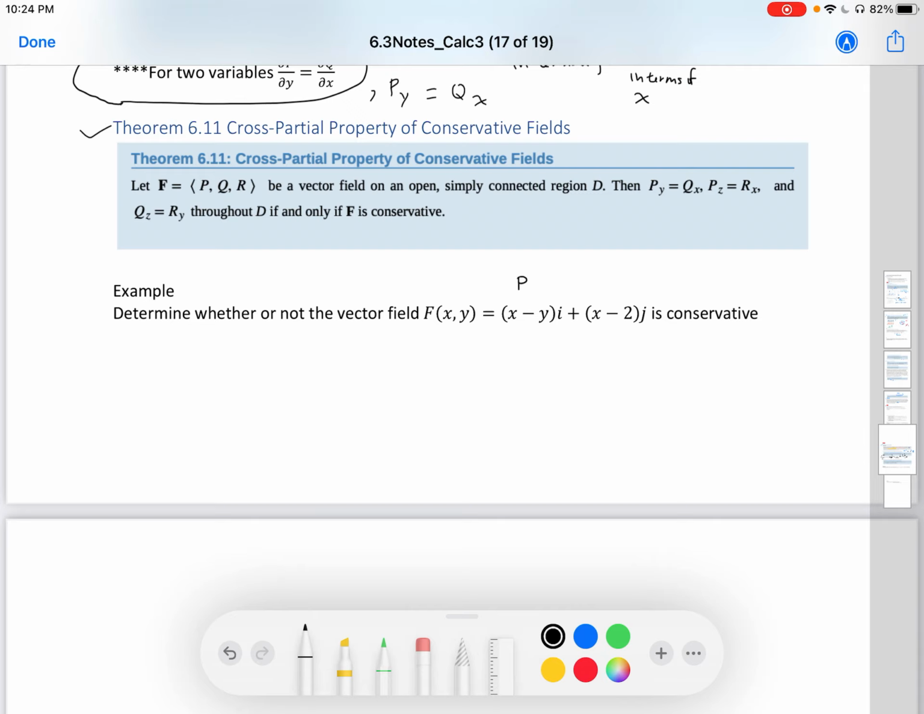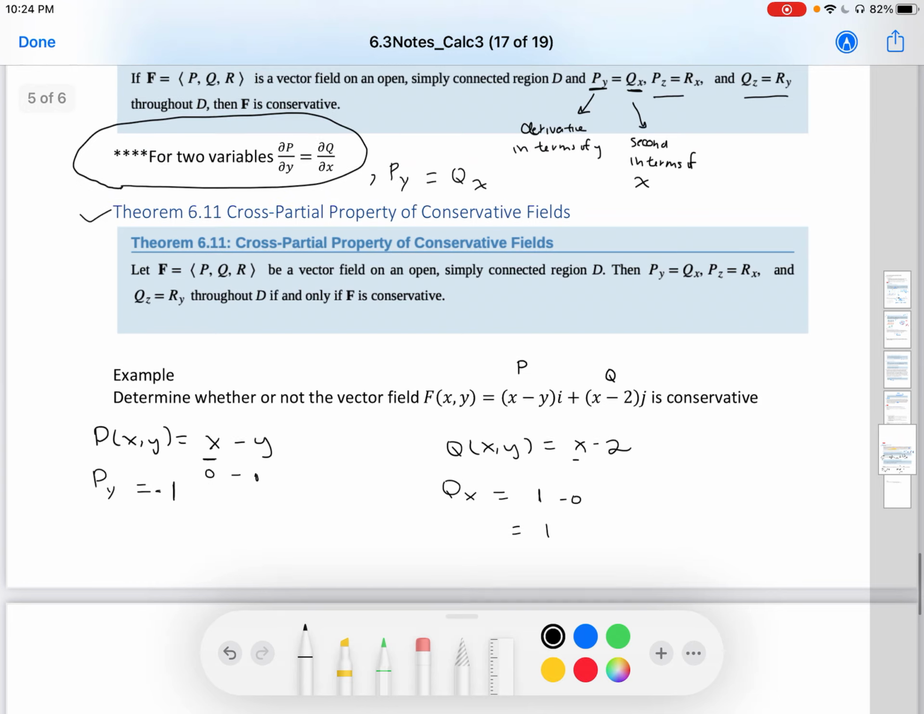So let's list it out. We have our p and q, right? We have p of x comma y, which is x minus y, and q of x comma y, which is x minus 2. Now we take the derivative of the first one in terms of y. We don't have a y here, so that's 0. The derivative of y is just 1, so we just get 1. For the second one, the derivative in terms of x, the derivative of x is 1, the derivative of a constant is 0, so we just get 1.